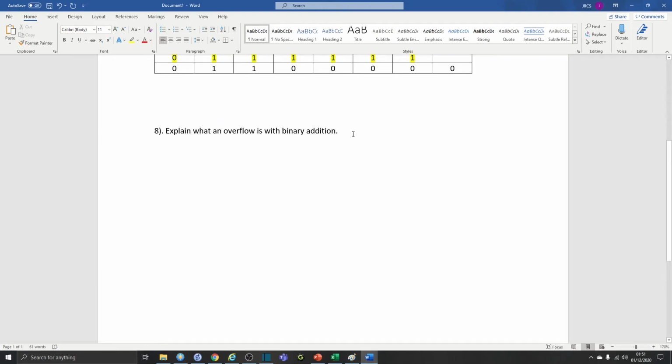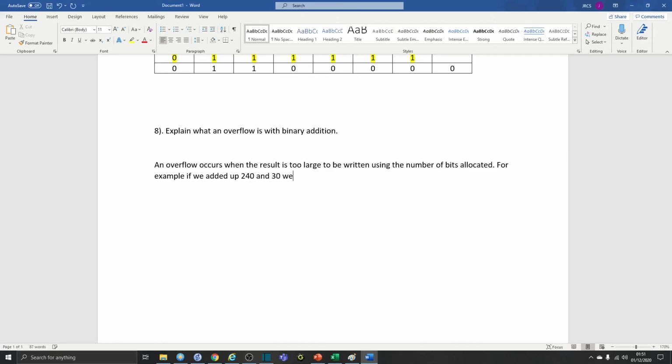So, explain what an overflow is with binary addition. An overflow occurs when the result is larger than the block of data allocated. So I might write that a bit better. Result is too large to be written using the number of bits allocated. For example, if we added up 240 and 30, we get 270, which cannot be shown in 8 bits. So we would get an overflow bit.